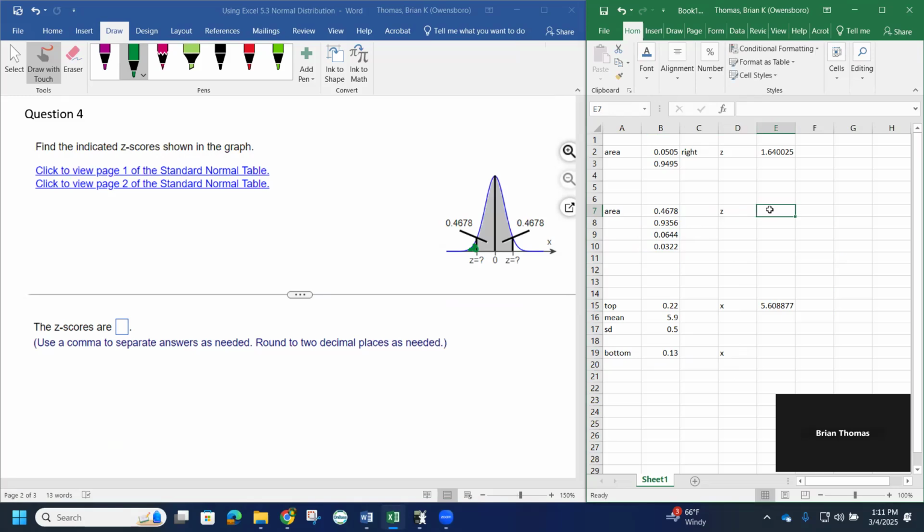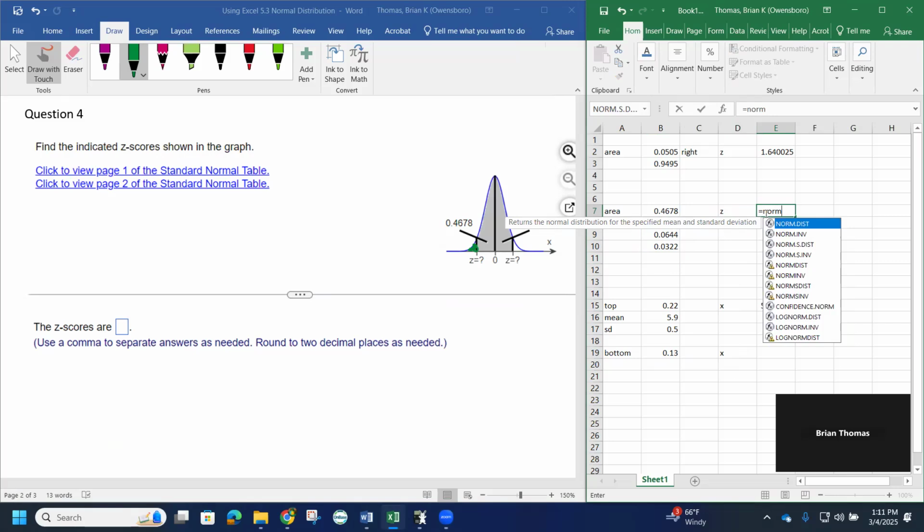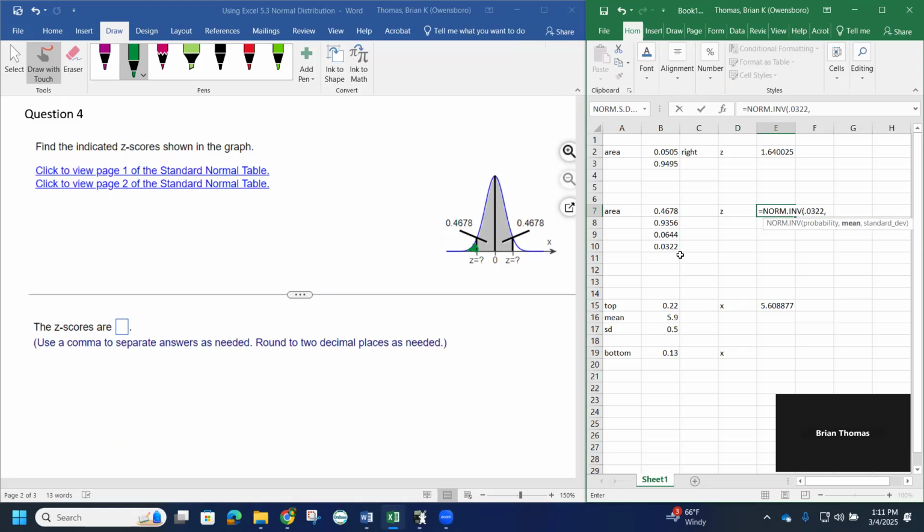To find the z-score, I can use the inverse normal, here called NORM.INV. If I start typing norm, N-O-R-M, notice that NORM.INV will find my z-score. The probability we need is this 0.0322, and I could type it in or use the cell reference, which I've already got in there. Then my mean was 0 since these are z-scores, and the standard deviation was 1. If we close that off, that gives me negative 1.84.